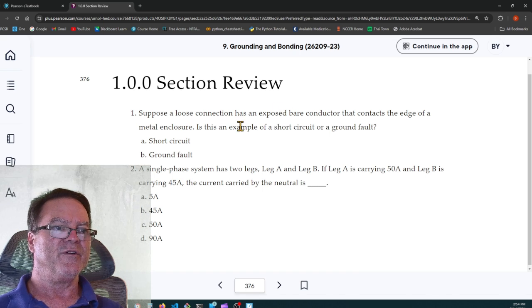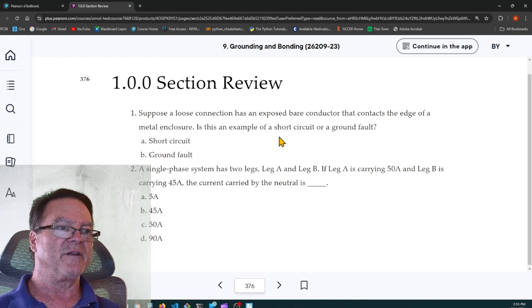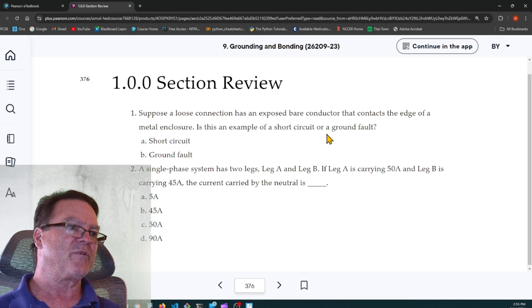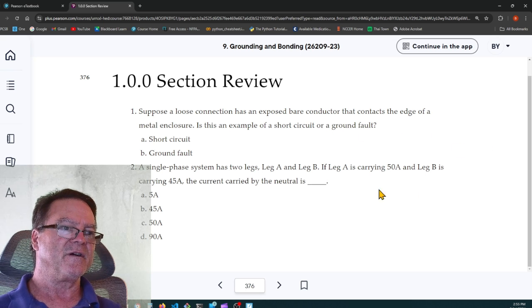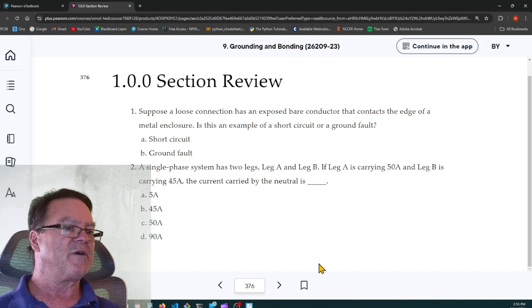So here's section 1 review. Suppose a loose connection has an exposed bare conductor that contacts the edge of a metal enclosure. Is this an example of a short circuit or ground fault? A single phase system has two legs, leg A and leg B. If leg A is carrying 50 amps, leg B is carrying 45 amps, current carried on the neutral is how much?